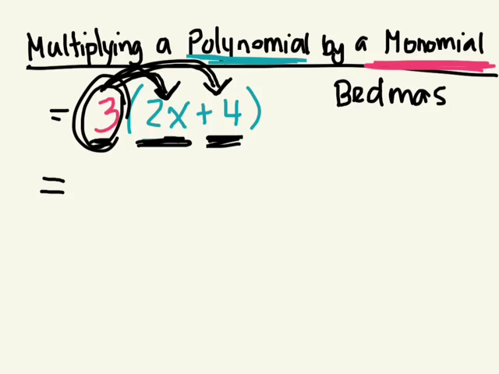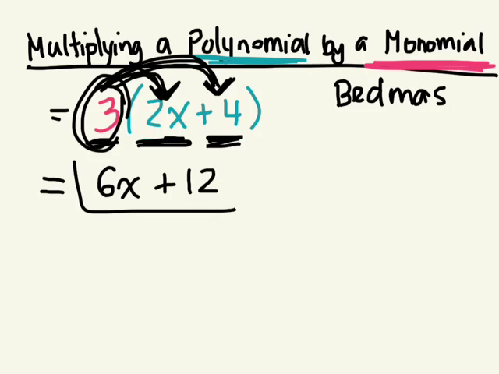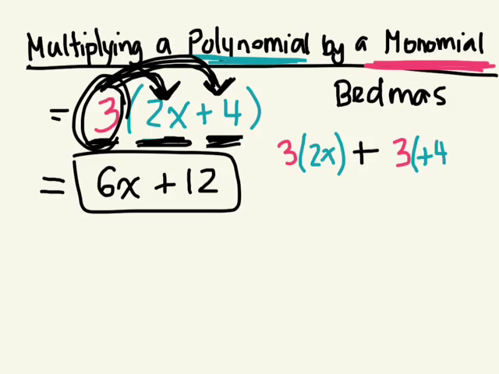Okay, so what's 3 times 2x? 6x. What's 3 times positive 4? Positive 12. That's it. That's the answer. Just to break it down for you, we did 3 times the 2x, and we also had to calculate 3 times the positive 4, okay? Because it's everything inside the bracket multiplied by 3. So 3 times 2x is 6x, and 3 times 4 is positive 12.